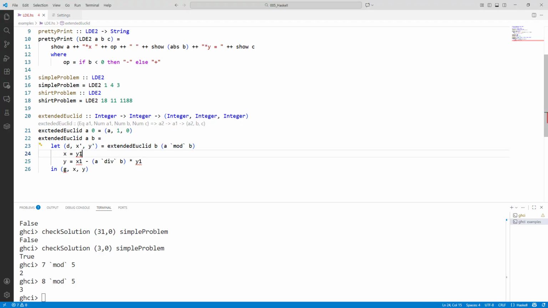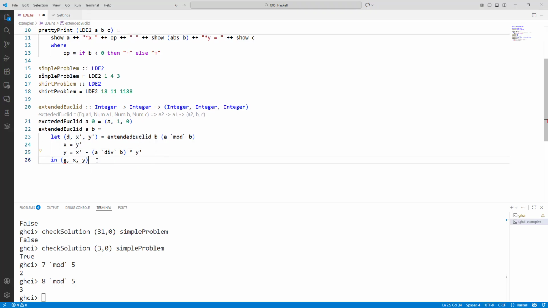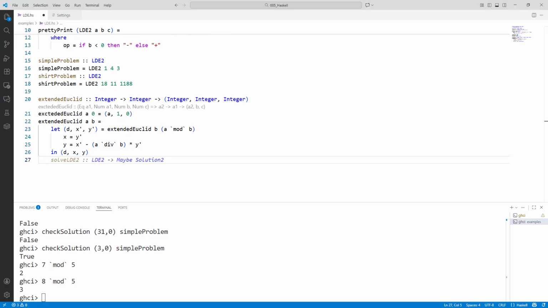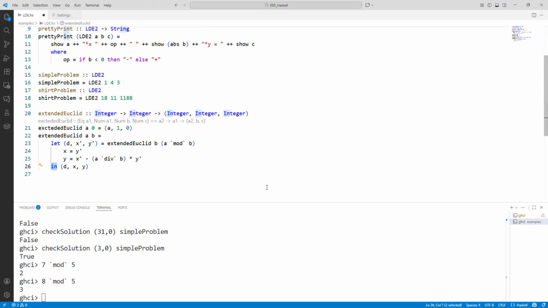Okay, x equals y prime, and y equals x prime minus A divided by B times y prime, and we are using d and then x, y. This is pretty much the beauty, and that's the entire algorithm. So the let-in block is the way to get the results from the recursive call here, and we calculate our new x and y from them.